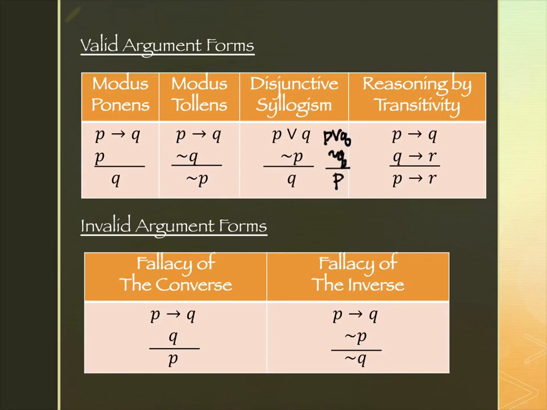Fallacy of the inverse works very similarly. P implies Q is true. Tilde P, that is, the premise is not true. Does it necessarily mean that the conclusion is also not true? So again, if I'm a mom, then I'm a woman, and it says I'm not a mom, that does not mean I'm not a woman. It doesn't work like that. That's a fallacy.